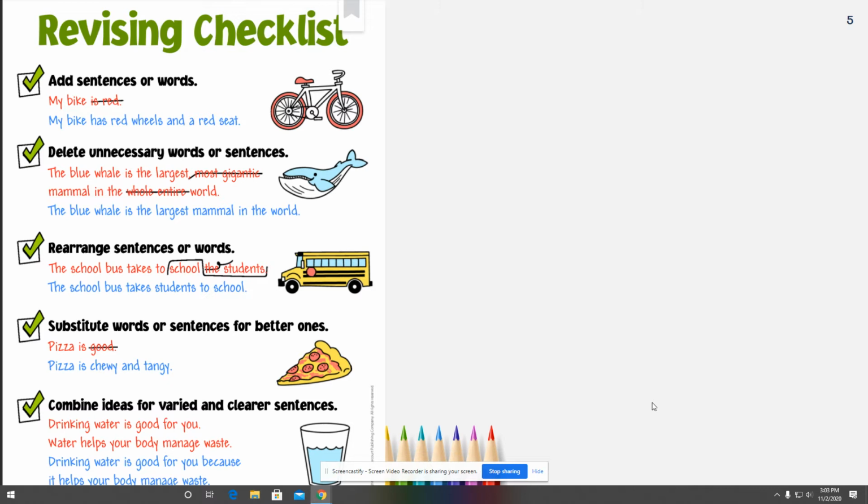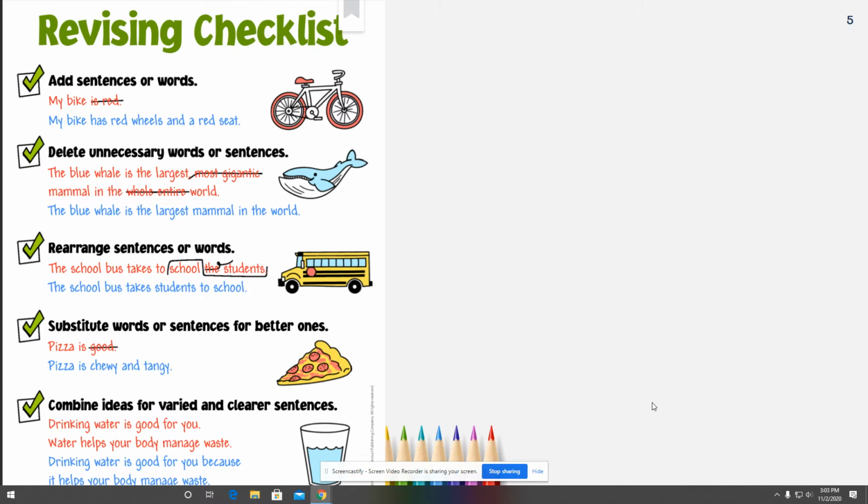Pizza is good. Remember, we want to use more exciting words, not the boring ones. And in order to do that, we can change good to chewy and tangy. So instead of saying pizza is good, we can say pizza is chewy and tangy. It really gives us a better description of what pizza is like.